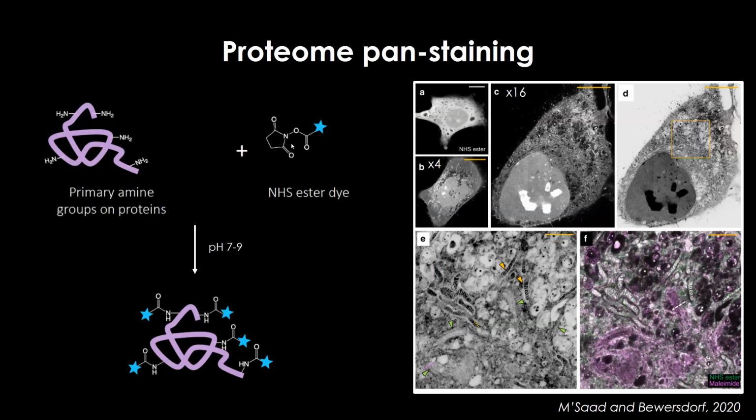So here is how it's done. The dye is called an NHS ester. It binds to the primary amine groups on the proteins, and on the other side it usually has a fluorophore. And then it just stains everything. Here in this image, you can see the staining before the expansion, so you don't see much, mostly just the background.